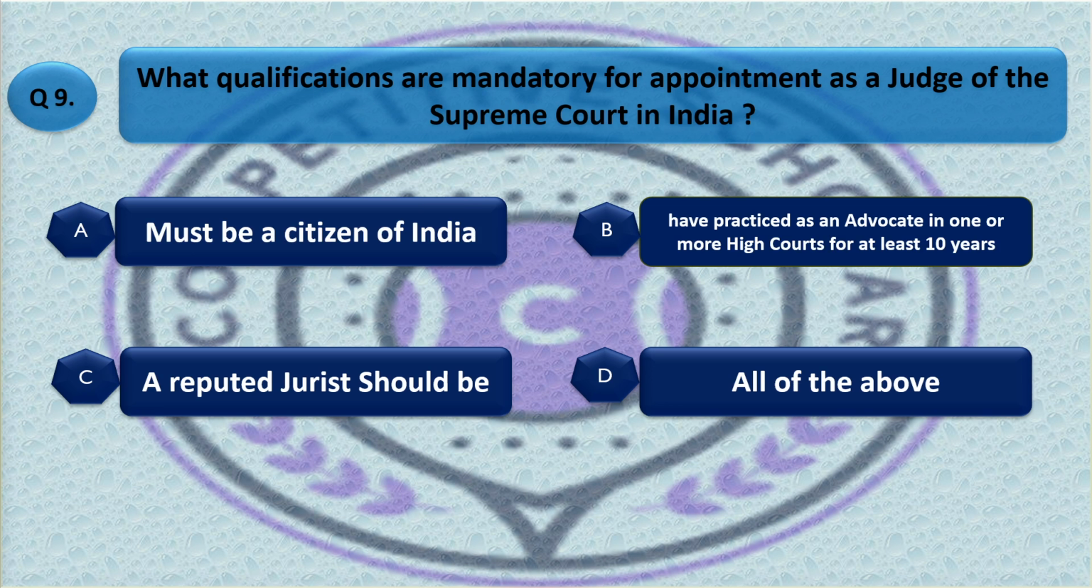Question number 9. What qualifications are mandatory for appointment as a judge of the Supreme Court of India? Option A, must be a citizen of India. Option B, have practiced as an advocate in one or more high courts for at least 10 years. Option C, a reputed jurist. And option D, all of the above. Please try it on your own. Take your time.